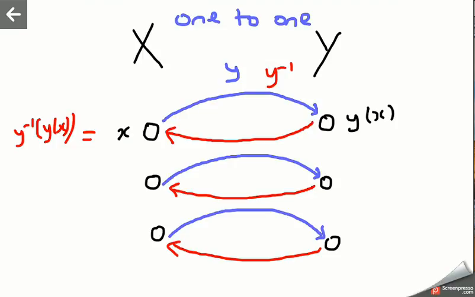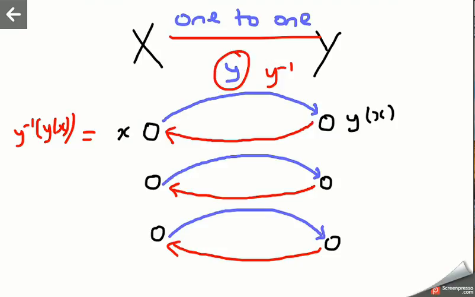And what we have here is actually a function because it still takes one input and sends it to one output. So this backwards function is called y inverse. Y inverse is the function that takes all of the outputs of y and sends them back to the input that they came from. Notice that we can only do this if the function little y is 1 to 1.